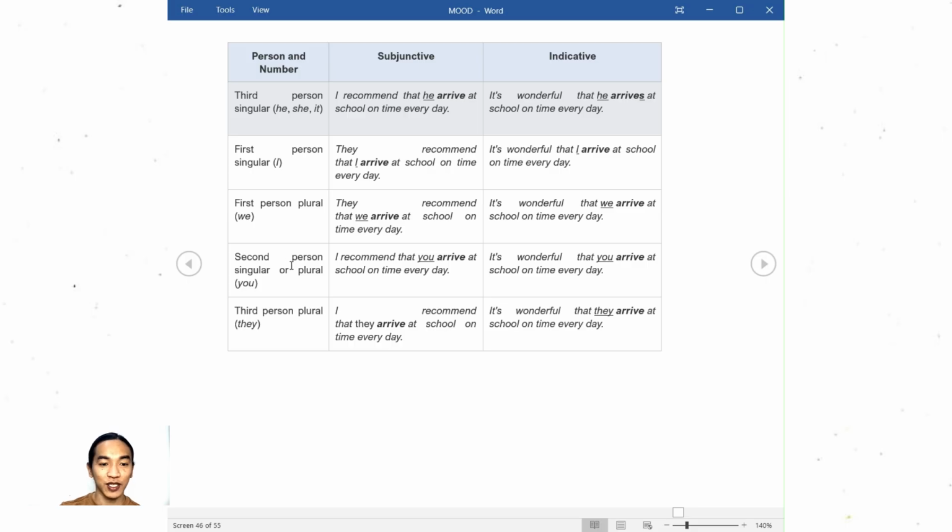So second person, singular or plural, you. I recommend that you arrive at school on time every day. It's wonderful that you arrive at school on time every day. And the plural, they. I recommend that they arrive at school on time every day. It is wonderful that they arrive at school on time every day. So the only change that you would see here is the third person singular, because the indicative mood always follows your subject verb agreement.